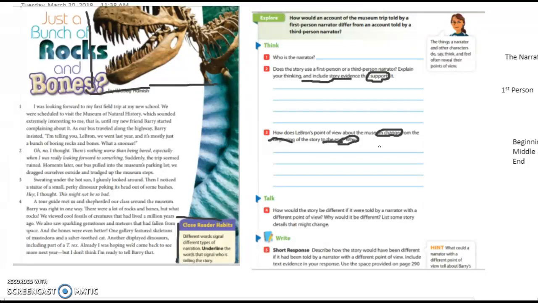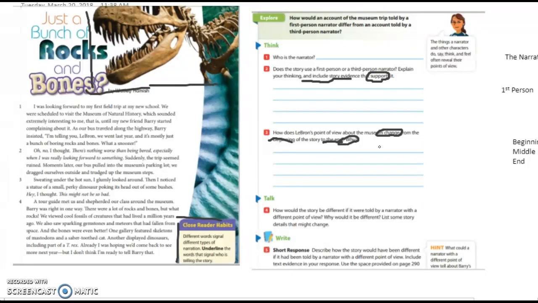Barry was right in one way. There were a lot of rocks and bones, but what rocks! We viewed cool fossils of creatures that had lived millions of years ago. We also saw sparkling gemstones and meteors that had fallen from space, and the bones were even better. One gallery featured skeletons of mastodons and saber-toothed cats. Another displayed dinosaurs, including part of a T. rex. Already I was hoping we'd come back to see more next year, but I don't think I'm ready to tell Barry that.